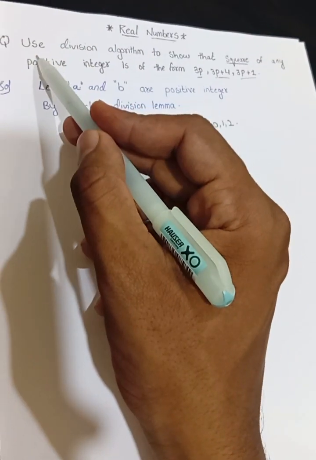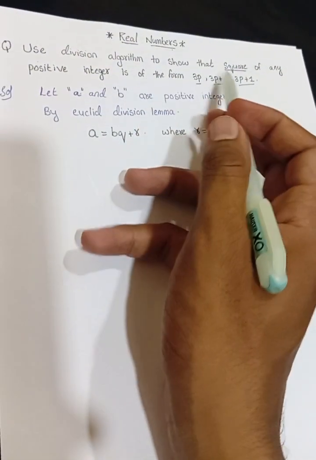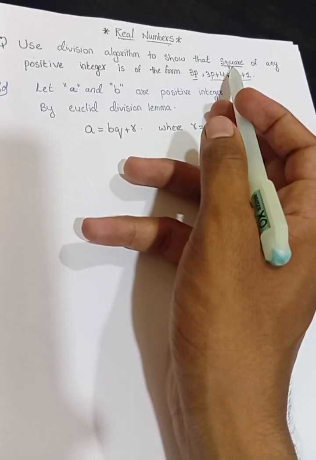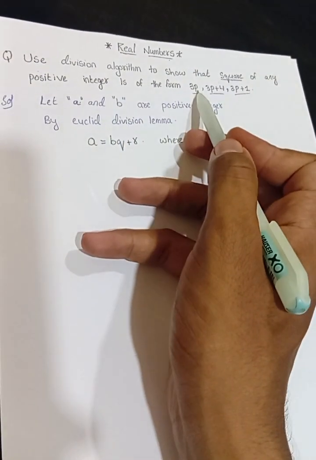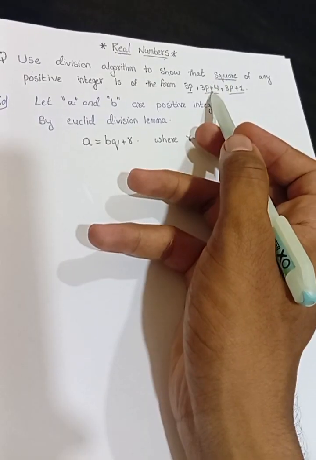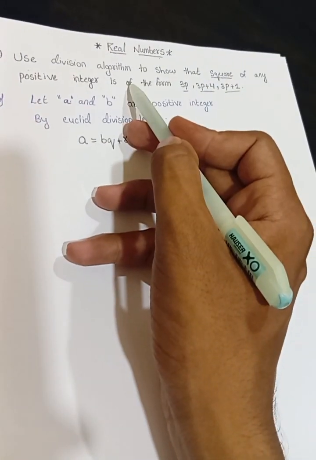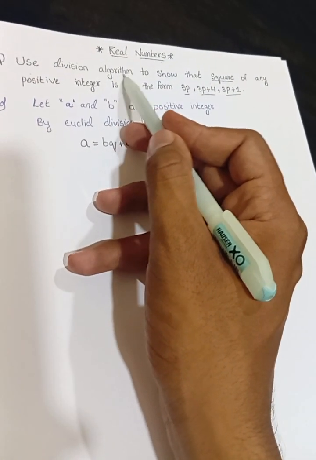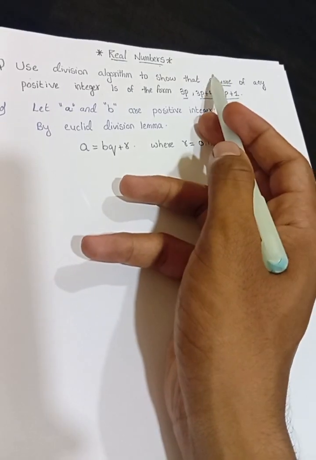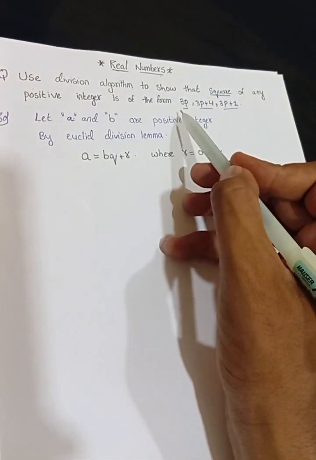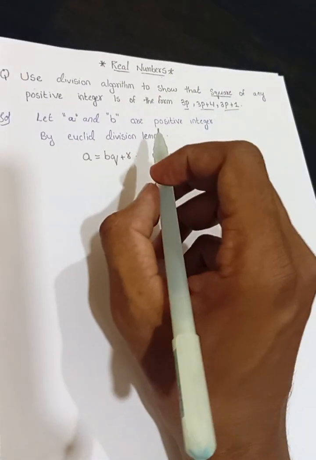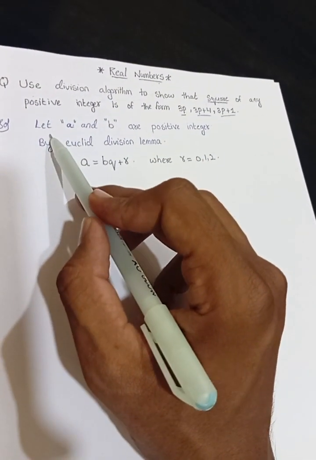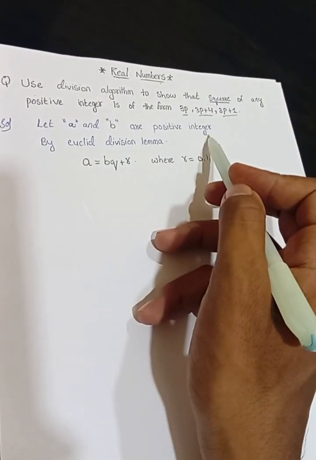So the question is, use the division algorithm to show that the square of any positive integer is of the form 3p, 3p plus 1 and 3p plus 4. So we have to use the Euclid algorithm and square it so that it should be in the form of 3p, 3p plus 1 and 3p plus 4. So first, how to start? Let a and b be any positive integers.